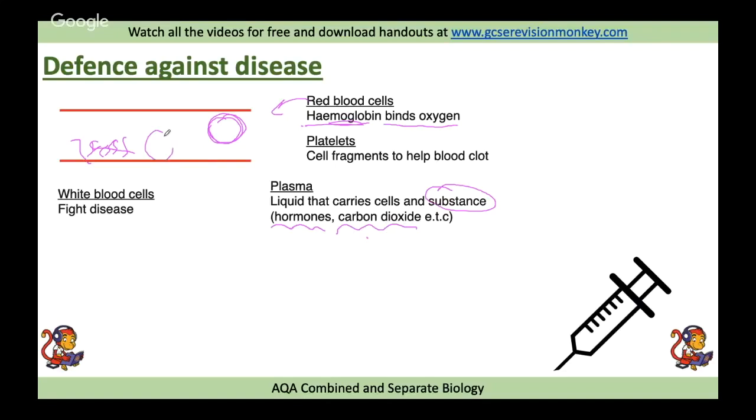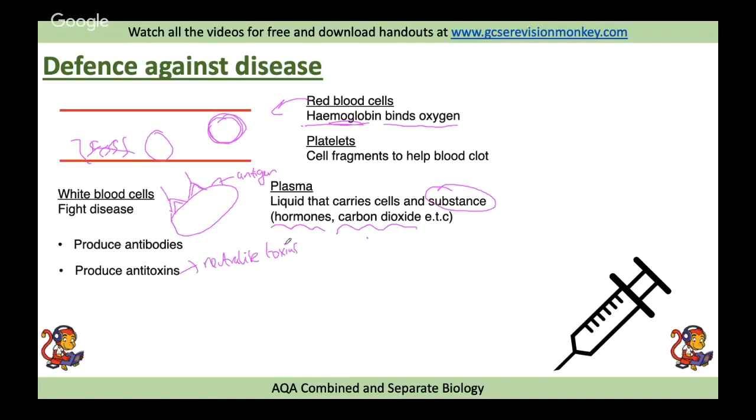White blood cells then. Okay, we've got our red ones, we've got our white ones. The white blood cells fight disease. So think to yourself if you know the 4 things that they can do. So one thing, produce antibodies, and they will match on the antigen of the pathogen. So if this is the pathogen trying to fight your body, it's got antigens on the outside, and your body produces antibodies to match those in a specific shape. Your white blood cells also produce antitoxins, because pathogens produce toxins that make you feel ill. So these antitoxins neutralize the toxins.